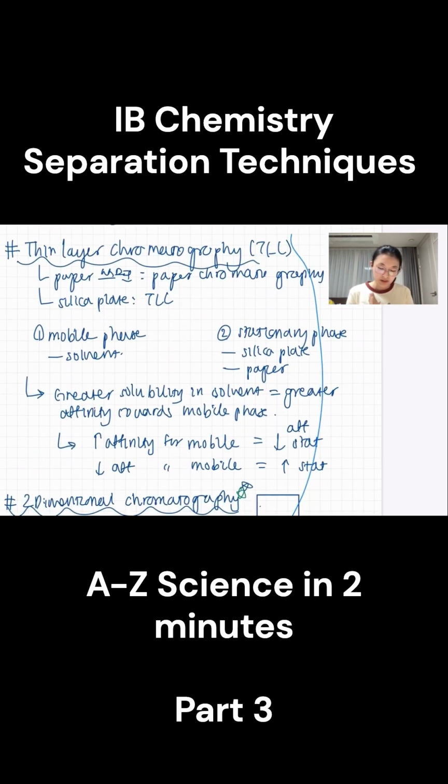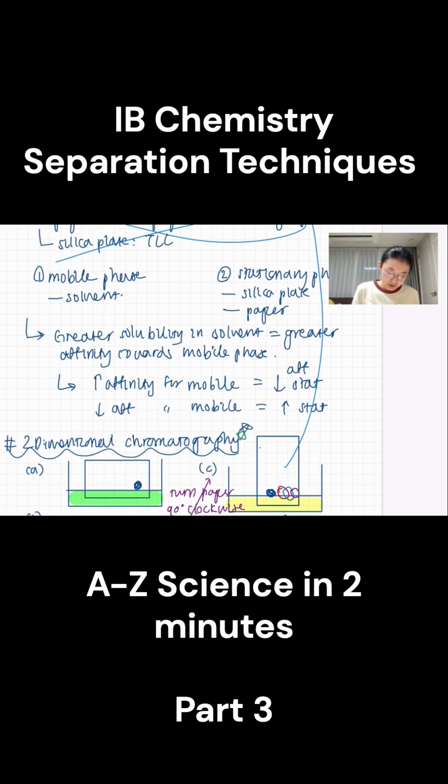Next, we're going to look into thin layer chromatography, and again, this is kind of like an extension of the chromatography that we just talked about. We use the same principles. Mobile phase, we still have the solvent. Stationary phase, we're going to have the silica plate and the paper.